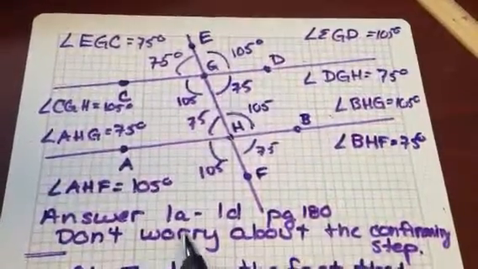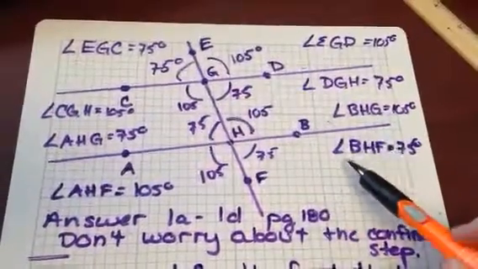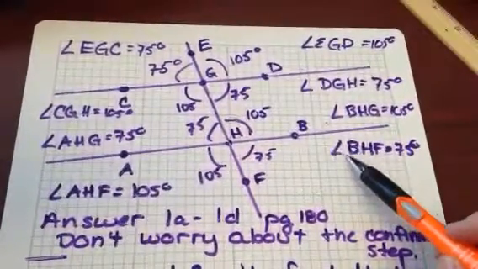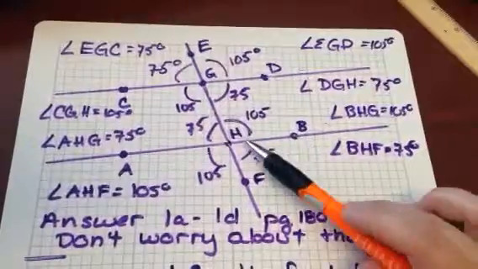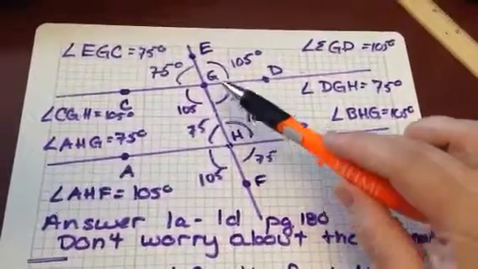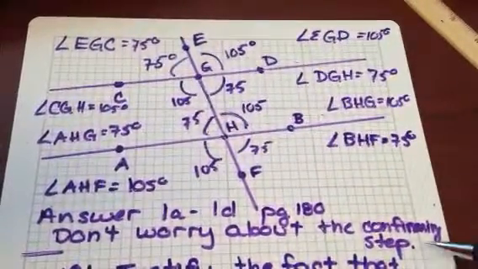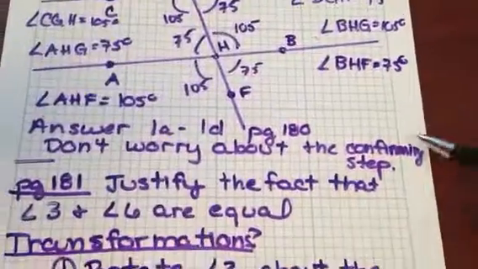So what I want you to do is answer 1A through 1D on page 180. When you're labeling the angles, make sure you have the angle sign and then the letter, so BHF for this one and BHG for this one. But don't worry about when they ask you to confirm it with the computer program, because we're not using one.